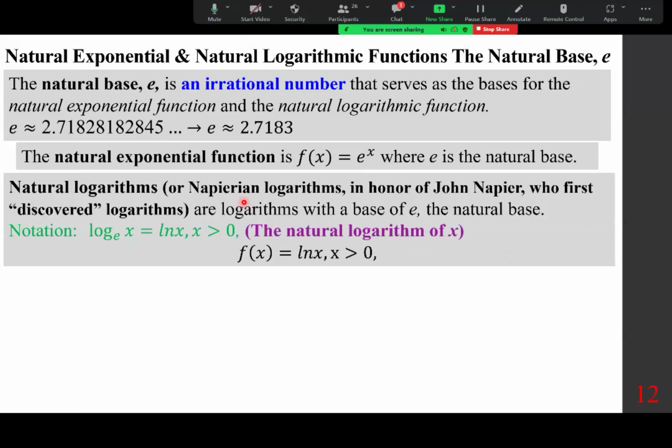Natural logs, or Napierian logs, in honor of John Napier, who first discovered logs, are logs with a base of e, the natural base. Log x base e, we write it as ln x. The moment we use ln, we should recognize the base is e. So the natural log of x, f of x is ln x, and of course, x must be positive, as always, because that's the argument of log, must be positive.